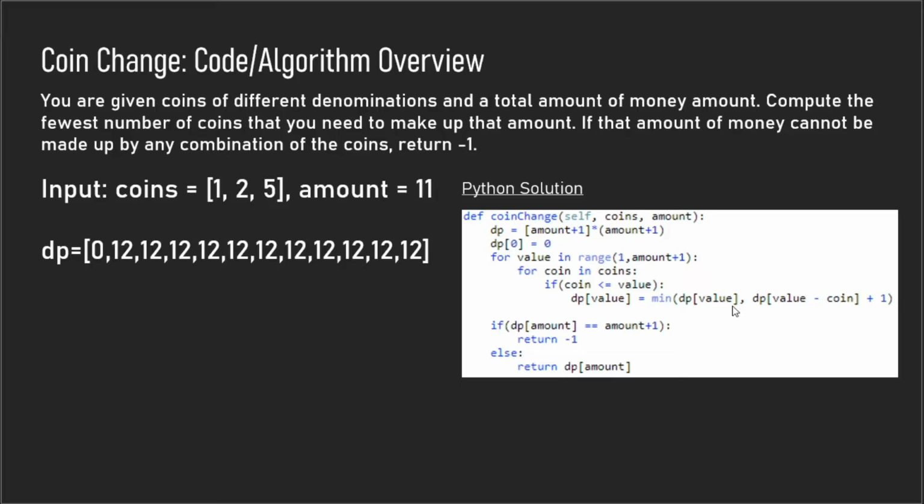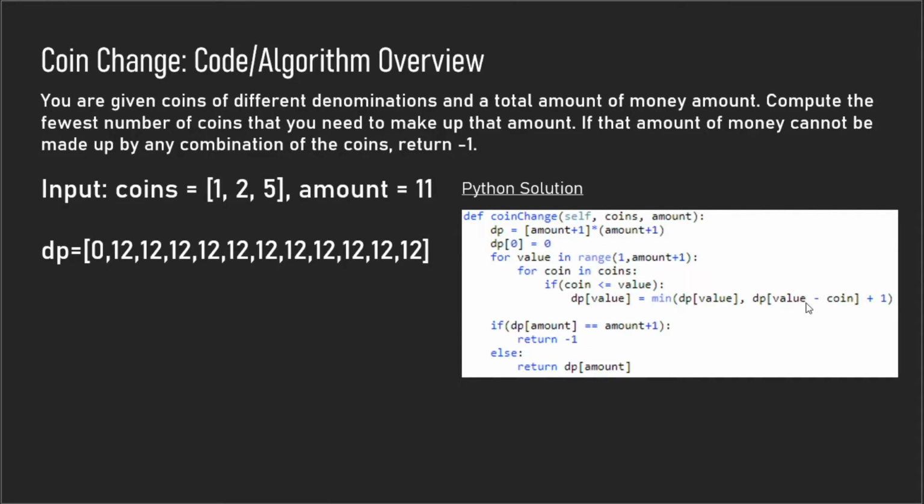Right? So we're doing lesser because we want to find the fewest number of coins that make up the amount. That's why we use min here. So the lesser of two values, either the current value that's stored there, which in our case is 12, or dp[value - coin] + 1. So where do we get this dp[value - coin] + 1 from?